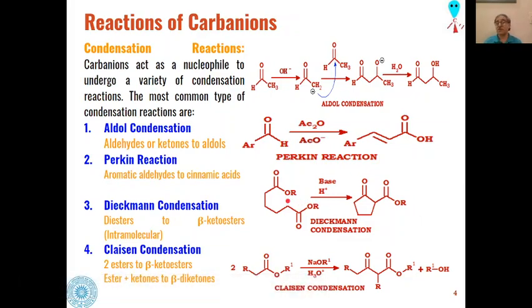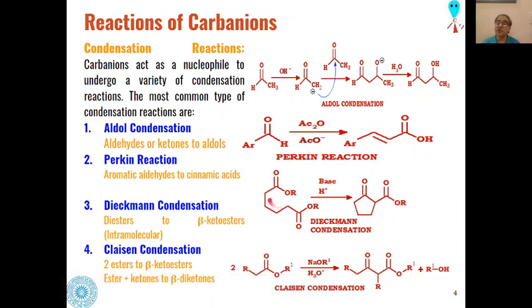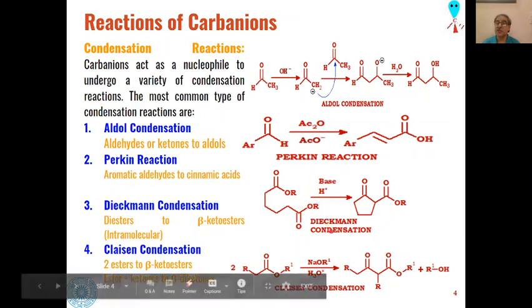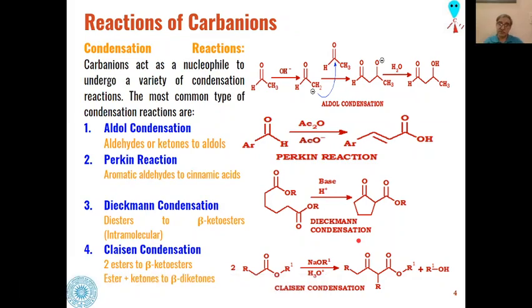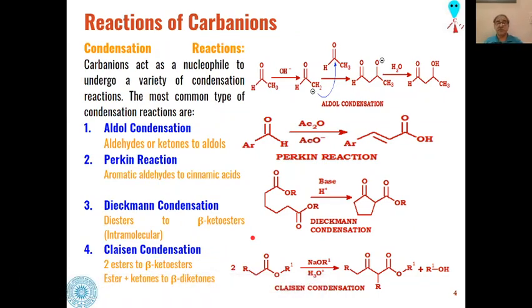And this conversion of diesters into beta keto esters through an intramolecular reaction in the presence of a base proceeds through the formation of carbanions, either at this carbon or at this carbon, by a base. And this reaction is known as Dieckmann condensation.